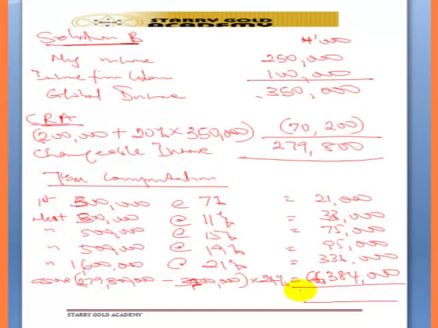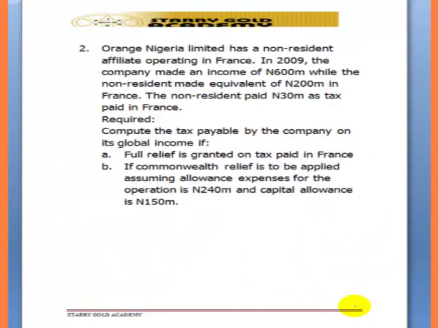So total will be 66,384,000 plus 336,000 plus 95,000 plus 75,000 plus 33,000 plus 21,000. We get 66,944,000.